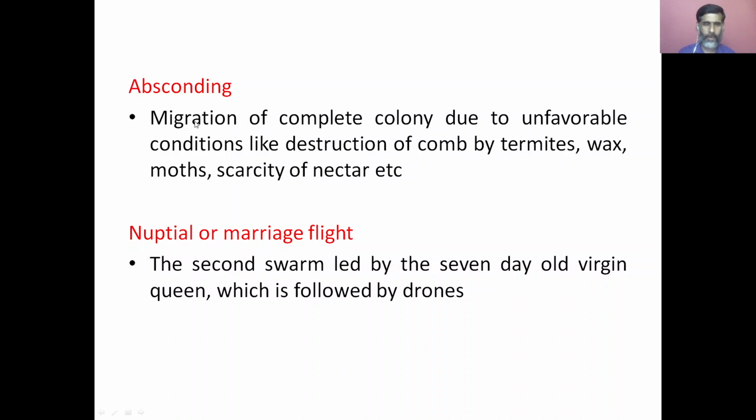Then, nuptial or marriage flight. It is a second type of swarm. Here it is led by a 7-day-old new virgin queen, which is followed by drones. So that is called marriage flight. A 7-day-old virgin queen will run away with some other individuals to establish a separate, new colony. That is called marriage flight.